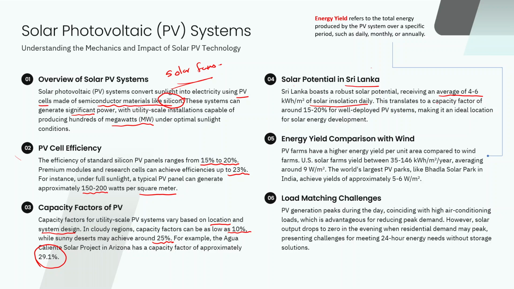Okay, and this can translate to a capacity factor of around 15 to 20%, right? For a well developed PV system. Okay, so you can see this is a very good location for solar energy development, so why not harness it? Okay. So we have to overcome various other technological challenges, like you only have the solar during the daytime, and what if it is the night time and the early morning, right?